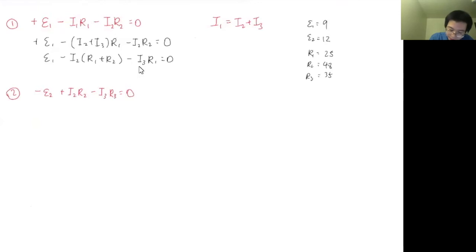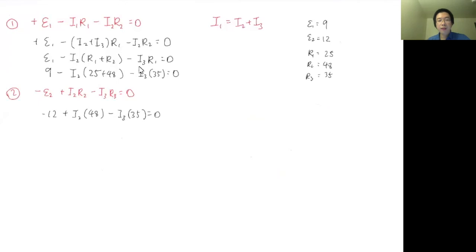So we get 9 minus I2 times 25 plus 48, minus 35, 0. And here we have minus 12 plus I2. Okay, so how do we solve a simultaneous equation? Well, just make one of them the subject and eliminate the rest. Sorry, this is R1 over here. It should be 25.